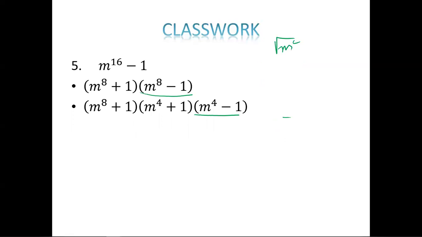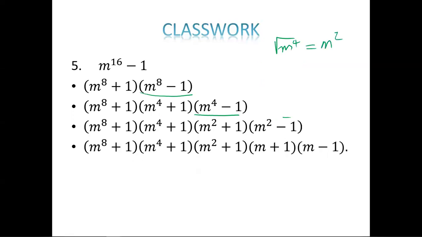It'll just be m squared. So I'll have m squared in each bracket. And then I can factorize m squared again. When I factorize m squared, it will simply give me that, okay? And when you reach that point, you cannot do anything.